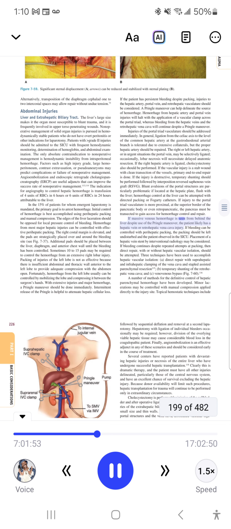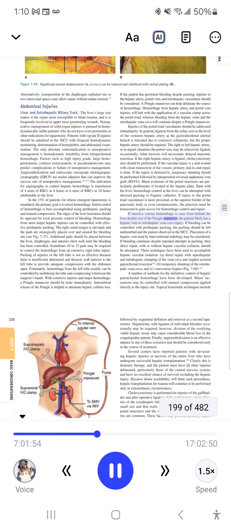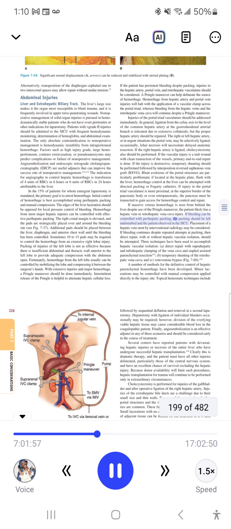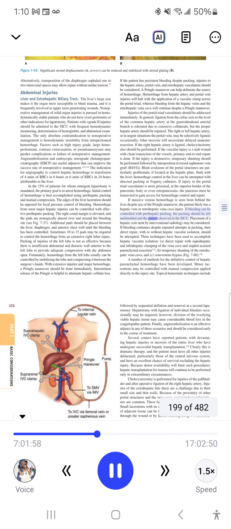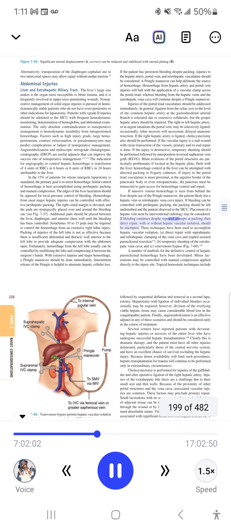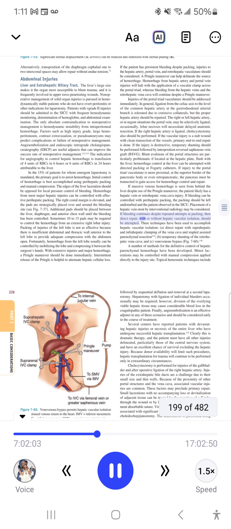If massive venous hemorrhage is seen from behind the liver despite use of the Pringle maneuver, the patient likely has a hepatic vein or retrohepatic vena cava injury. If bleeding can be controlled with perihepatic packing, the packing should be left undisturbed and the patient observed in the ICU. Placement of a hepatic vein stent by interventional radiology may be considered. If bleeding continues despite repeated attempts at packing, then direct repair, with or without hepatic vascular isolation, should be attempted.